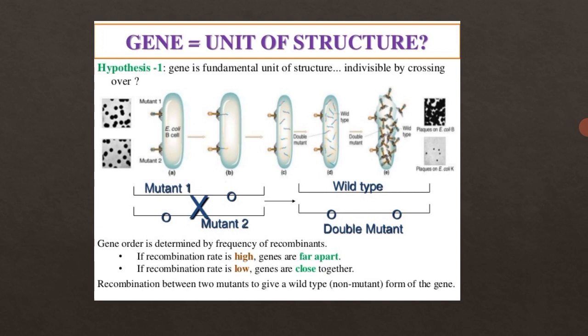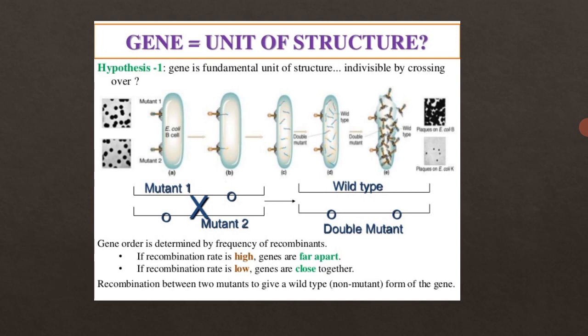So you can see here, similar to what we just saw in the earlier slide, this is the same diagram. Okay, you can see the plaques on the E. coli B and the plaques on the E. coli K. These are the small ones, these are the plaques of the R plus, that is the wild type. On E. coli B, there are the mutant R2 plaques, right? So a mutant 1, mutant 2 cross will give wild type and it will give double mutant.